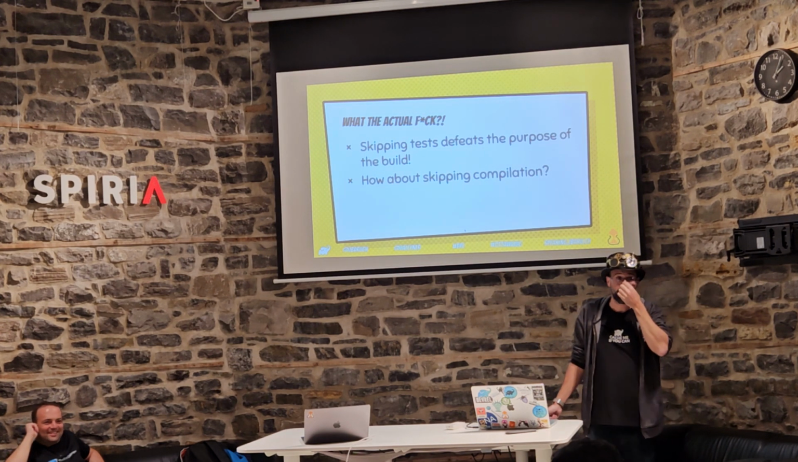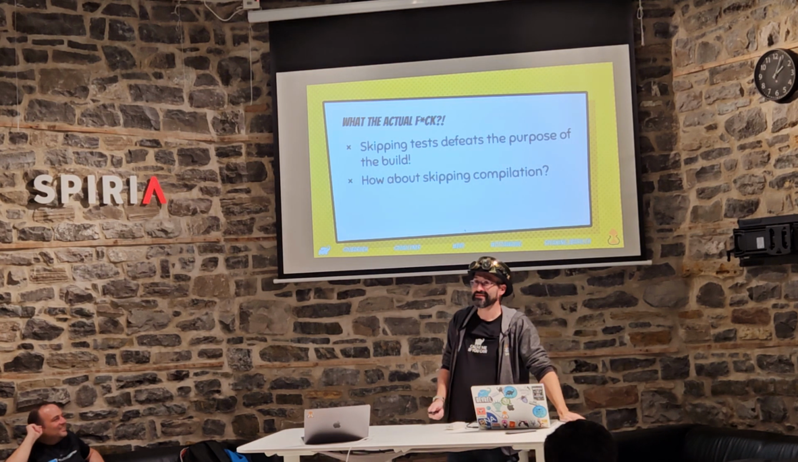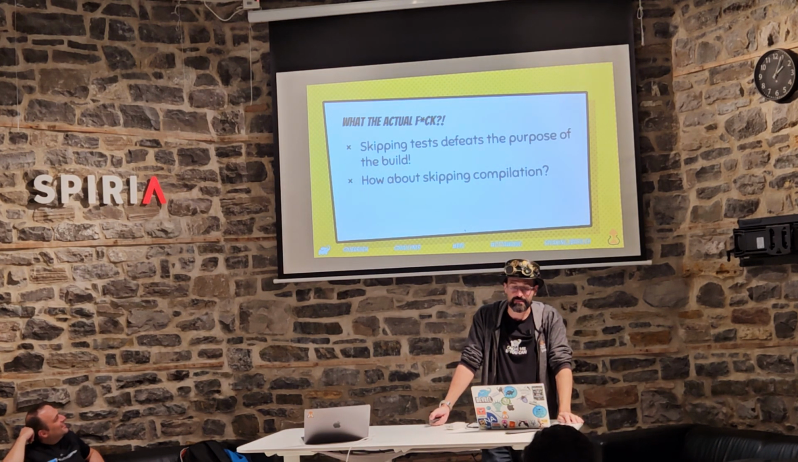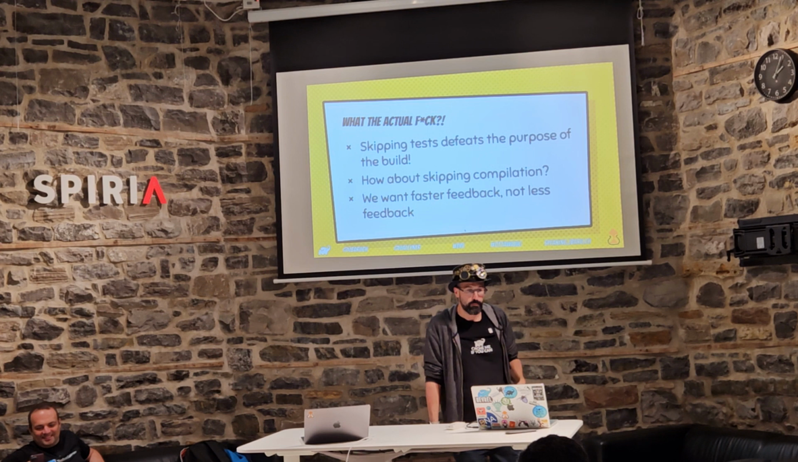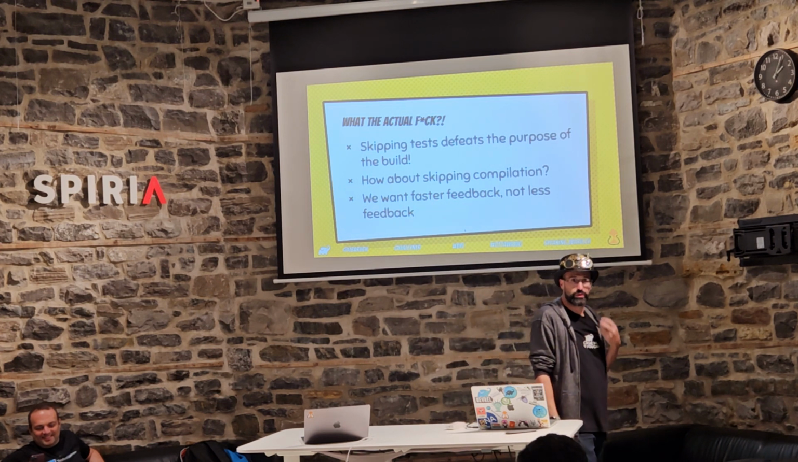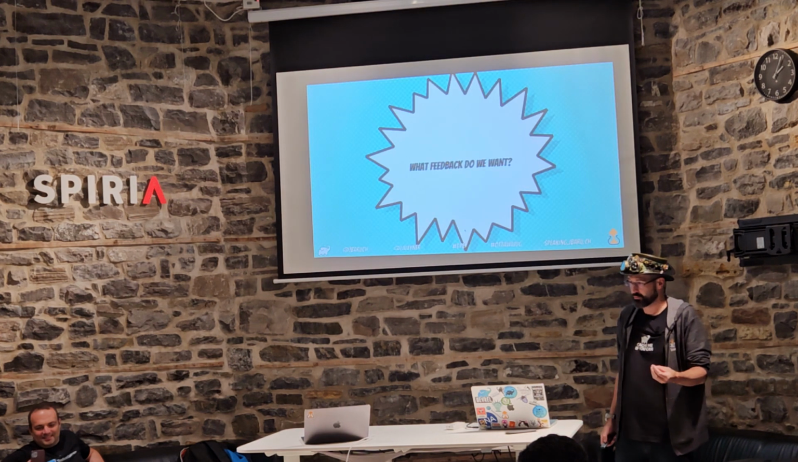That's why I said VI. Yeah, exactly. That's what you do in VI. You skip all the feedback. So this is absurd, obviously. We want faster feedback because we are frustrated by a slow build, but we don't want less feedback. We don't want to compromise on the quality of feedback for its speed.